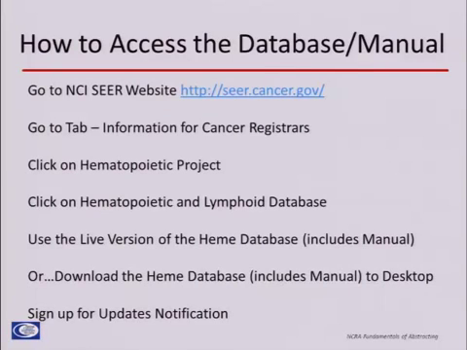Okay. So this tells you exactly how to find it, what to do, click here, click there. And if you do the desktop version, make sure you sign up for the updates notification. If you are downloading the database to your desktop, the sign up for notification is below the download. So people miss it a lot of times, and that's why so many people are in the wrong version. So make sure you sign up for those updates.